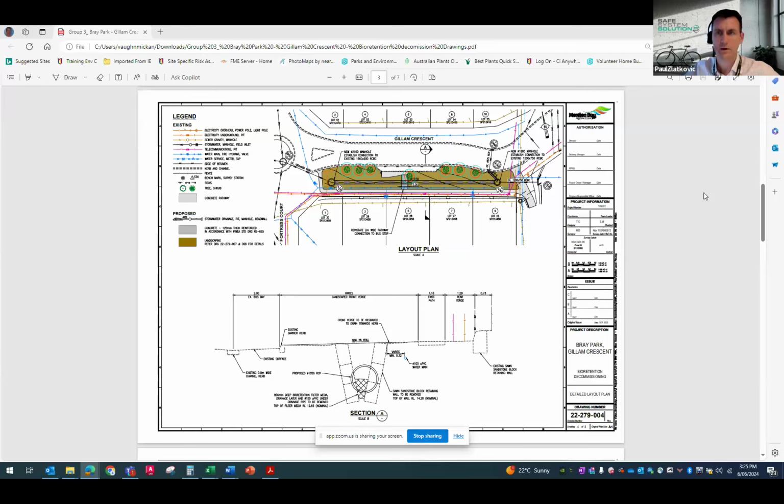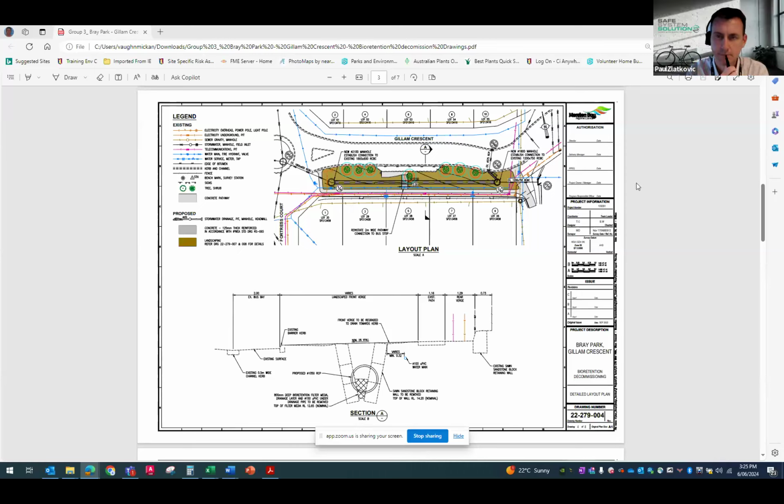Shall we go to group 3? So this is the bioretention decommissioning at Bray Park. And so we've got Amin, Chris, Jeremy, Jess. I'll share that one. Vaughan has taken the captaincy here. Vaughan, there you go.